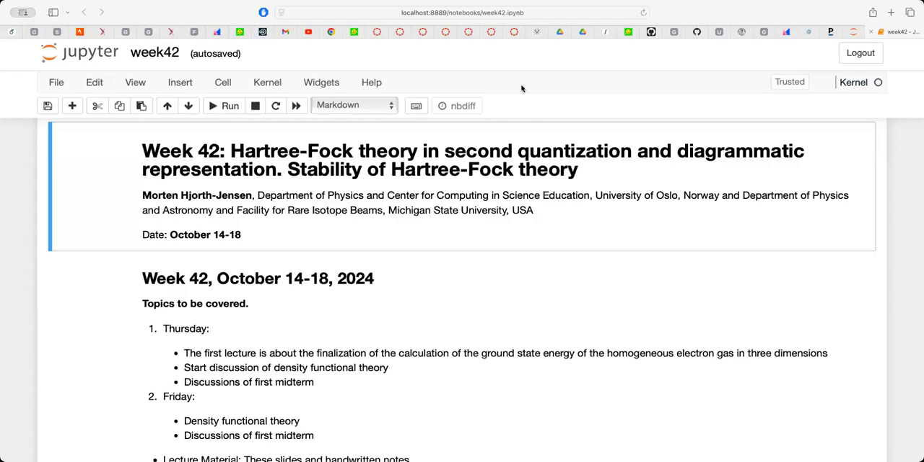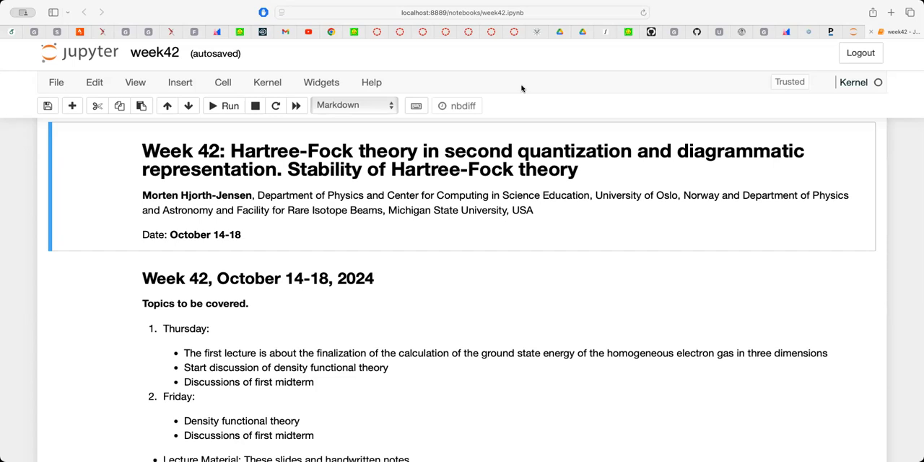So welcome back, everybody. Today, in the first lecture, we are going to wrap up the calculation of the energy of the homogeneous electron gas in 3 dimensions. And one of the motivations has been to show you how you can, for a specific system, find analytical expressions for the energies. And in addition, this system has served as a kind of entry point for studies of metals in condensed matter physics, semiconductors, and many other things.